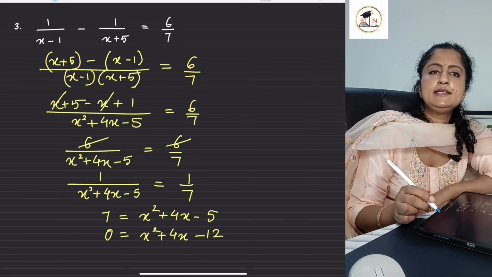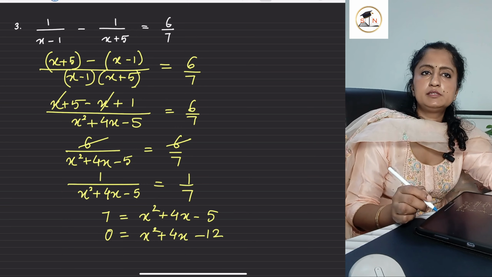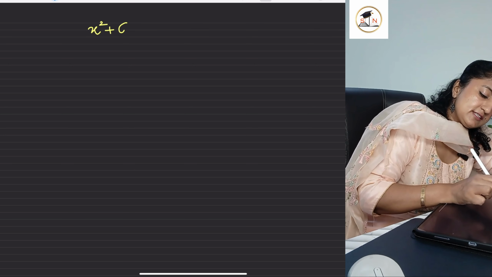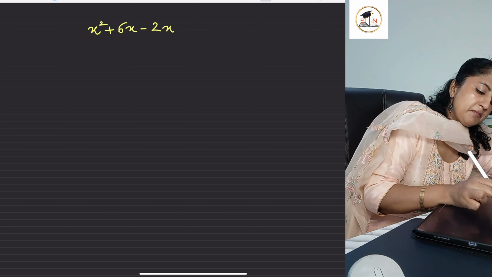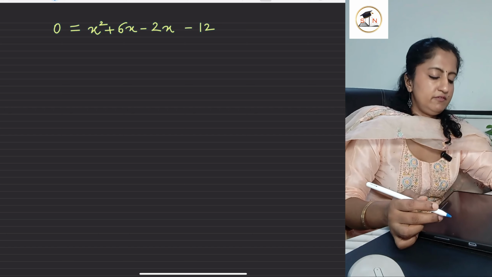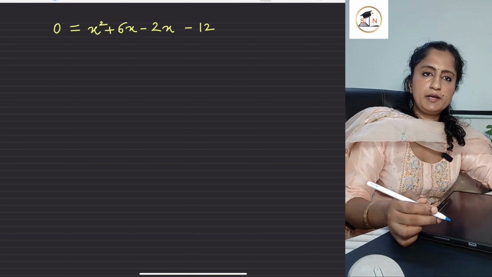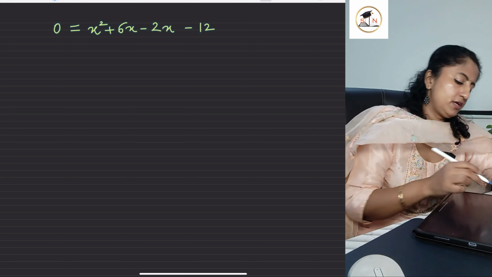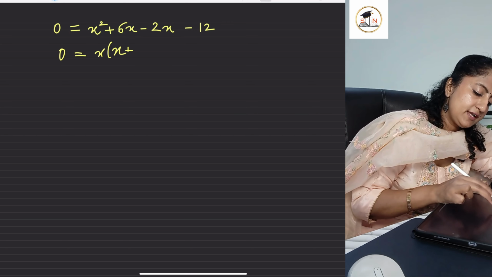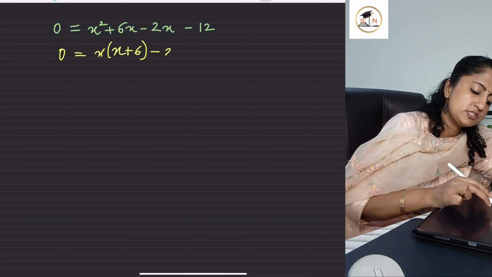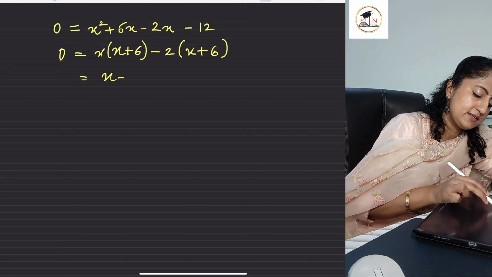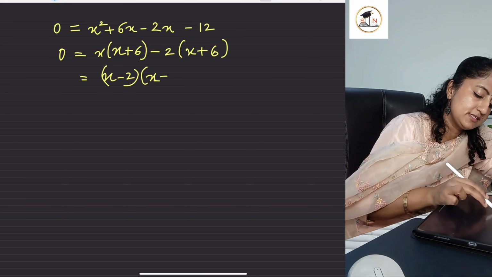What can we do? We can easily split it. These are very small numbers. We can split them. So we have x squared plus 6x minus 2x minus 12. And do not forget to write 0 on the other side, whether it is left or right, but it is mandatory to write at each step. So 0 equals, now I'm just factorizing x out, x plus 6 inside, then minus 2 out, and again x plus 6 inside. So the factors we get are (x - 2)(x + 6).